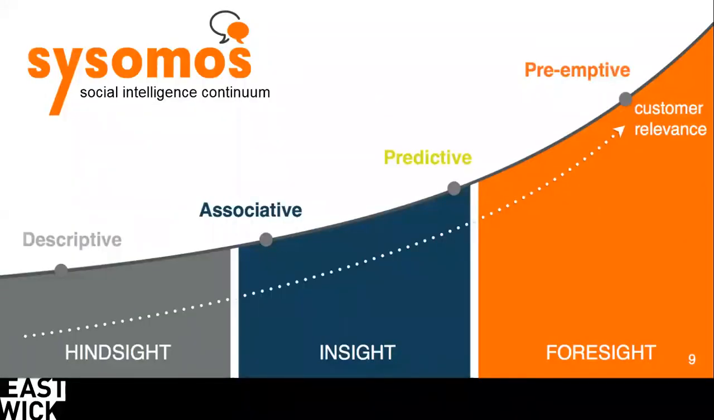At Sysomos, we have this thing that we call the social intelligence continuum. Like I said, in 2007, we were listening. We were looking back in hindsight. We were looking at descriptive data. But as companies and brands and agencies all work together, on this graph, we can not only look at descriptive data, but we can see how these different data elements associate with one another.